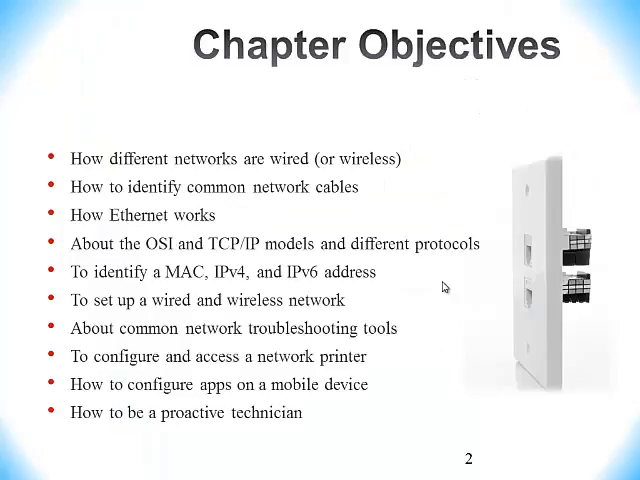The objectives of the chapter are how different networks are wired, or the wireless networks, how to identify common network cables, how Ethernet works, about the OSI and TCP/IP models and different protocols, how to identify a MAC, IPv4, and IPv6 addresses, to set up a wired and wireless network, about common network troubleshooting tools, to configure and access a network printer, how to configure apps on a mobile device, and how to be a proactive technician is your soft skill.